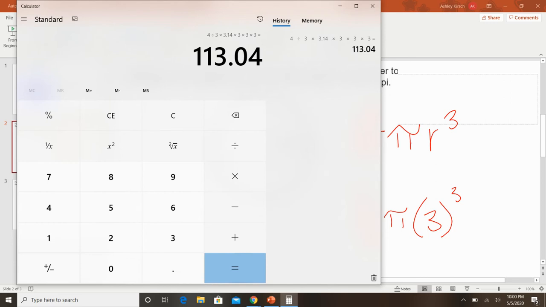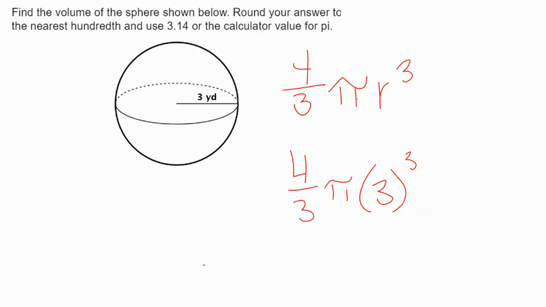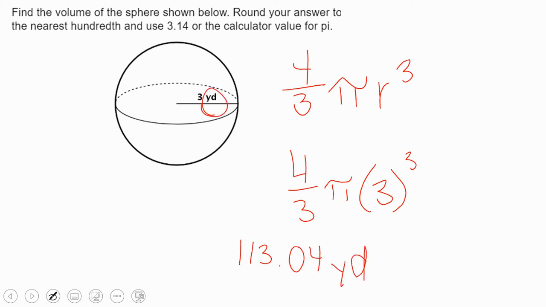Okay, so you can see what I typed in up there at the top. And I'm going to get my final answer to be 113.04. They said round to the hundredth place. It's already at the hundredth place, so I don't have to do that. And that is yards. Remember, we're sticking with the cubed because we're doing volume, so it's yards cubed.